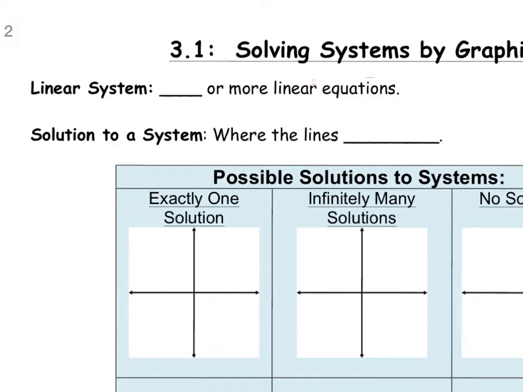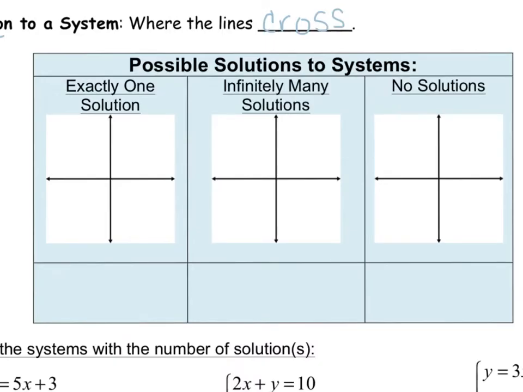So what are we trying to find? The solution. The whole point of solving systems is to see where your two lines cross. That's the whole point. Where do the two lines cross? There are three different possibilities for how two lines can cross.